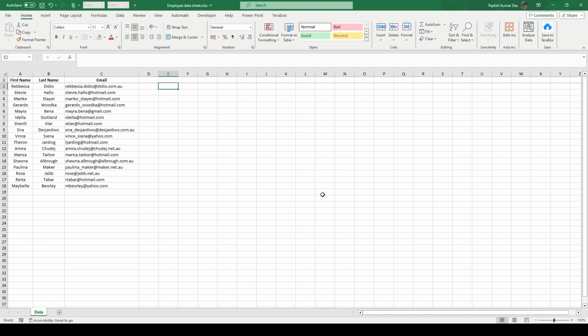In this video, we are going to learn two functions. One is LEFT and the other is RIGHT. These two functions are used to extract specific parts from a text.